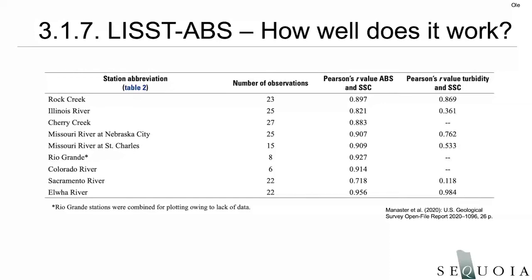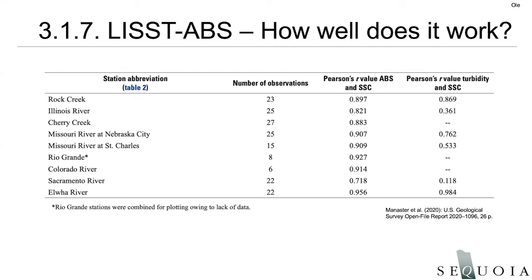But we have been given permission to use some of these data in this presentation, and there's a number of measurements here from a number of rivers and streams across the country, from Elwha River up here in Washington to Missouri River, Rio Grande, Colorado River, Sacramento, and also in the Midwest. And you can see there's been a number of observations in each of these rivers and streams. At all those locations, the ABS and the turbidity sensor and actual physical samples were all co-located.